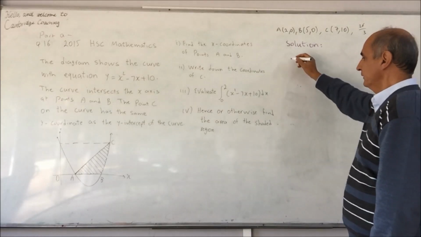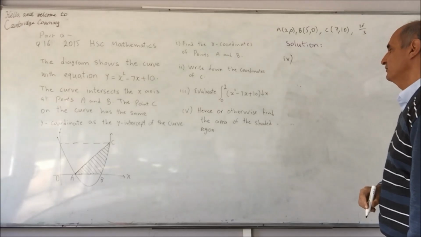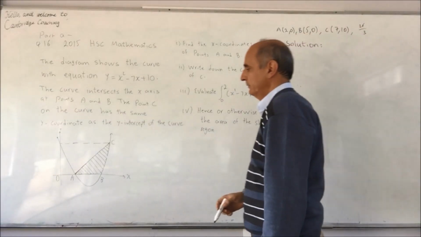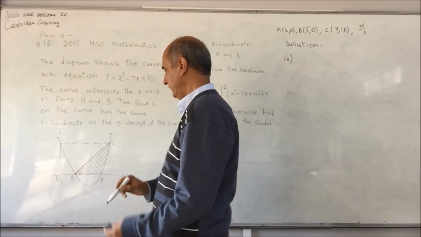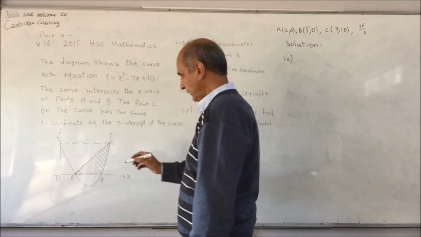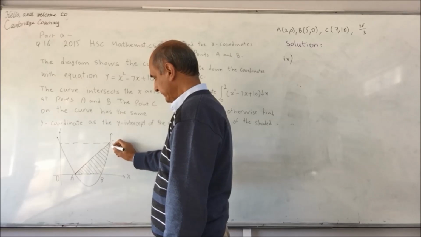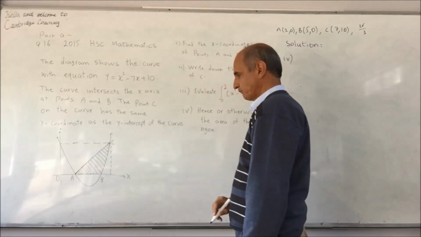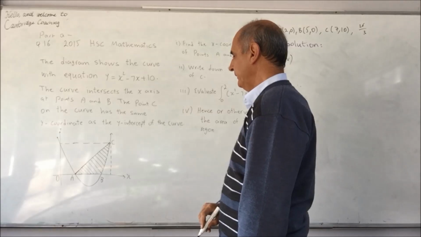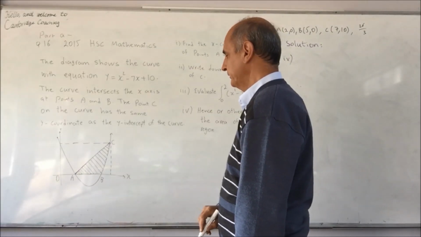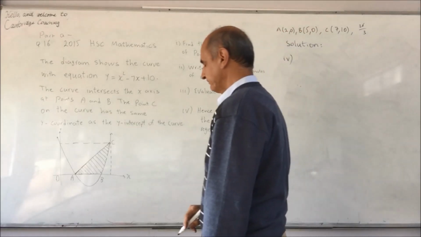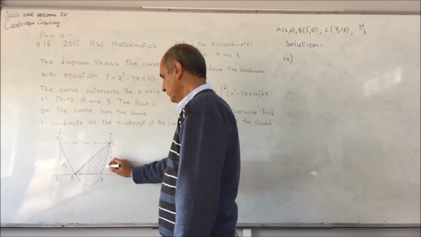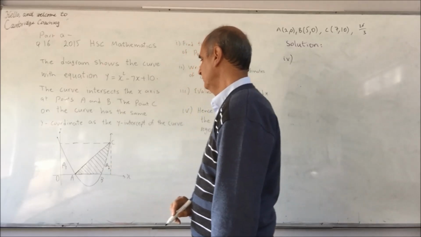Okay, and finally part 4: hence or otherwise, find the area of the shaded region. Now we want to find the area of this shaded region. What I can do is drop a perpendicular to the x-axis from the point C, like this. And due to symmetry, we can say that this area 1 is equal to this area 2.